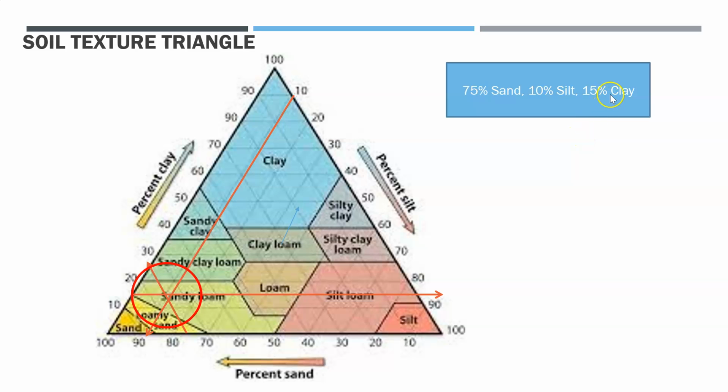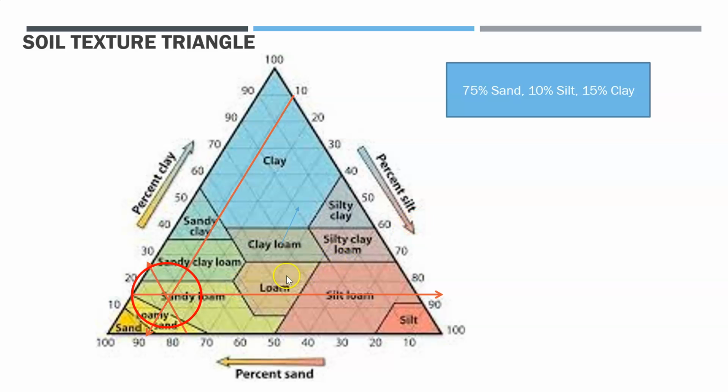Then we find that our sample is 15% clay. So this is the side for percent clay. We read it 15%, we go straight across, and we find that all three of these lines intersect at a soil type called sandy loam.